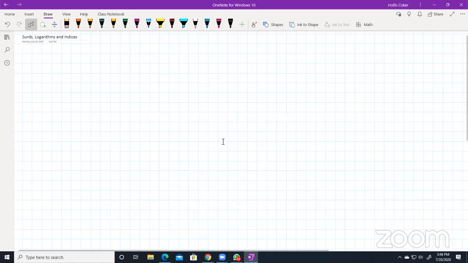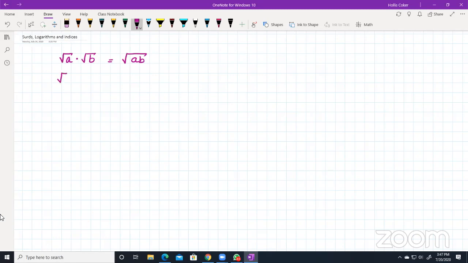All right, so basically, a surd is the root of a number. Let's write the rules. The root of a number a times the root of a number b is equal to the root of the product of them both, root of a times b. The root of a number a divided by the root of a number b is the root of that ratio, a over b.